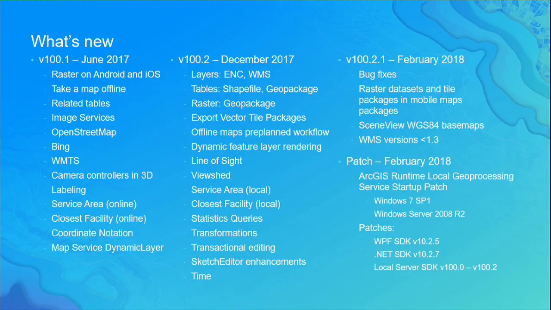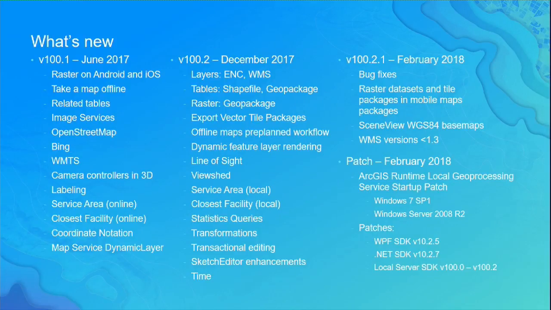So rasters on Android and iOS, being able to take an entire map offline and supporting multiple different patterns when you're taking a map offline and synchronizing that. There's the camera controllers in 3D, another new feature that we've never had before. The support for service area and closest facility locally on the device against local transportation networks and ArcGIS locators. Some new support for data types in there, so vector and raster data from GeoPackage.